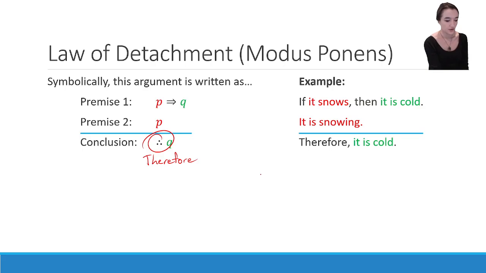So in my example, I have my if-then statement. If it snows, then it is cold. So P is it snows and Q is then it is cold. Then my second premise is affirming that P is true. So then I say it is in fact snowing. So then my conclusion is therefore it must be cold. So this is an example of a valid argument, but we're going to show why it's a valid argument. You won't just know it offhand.